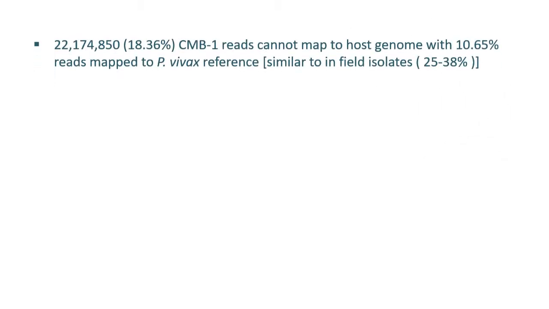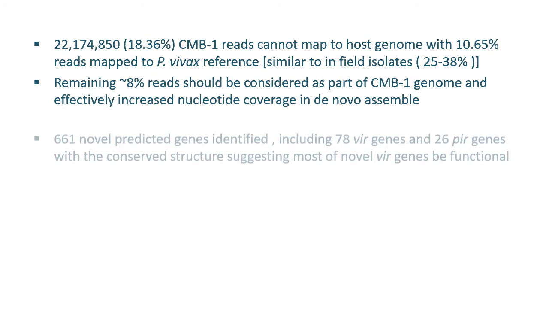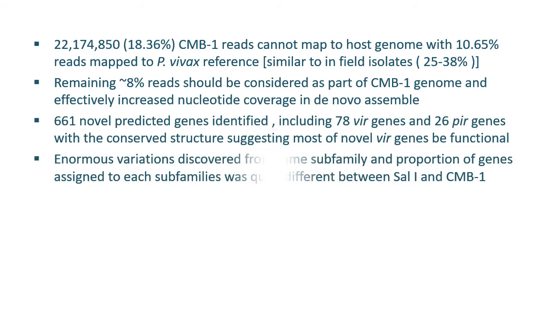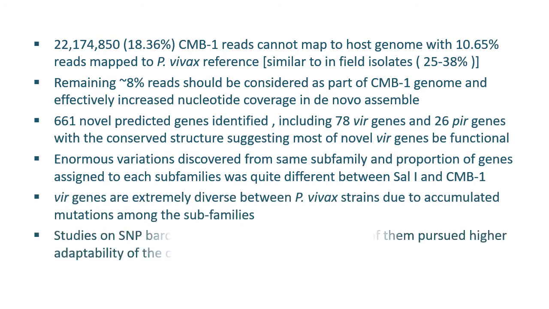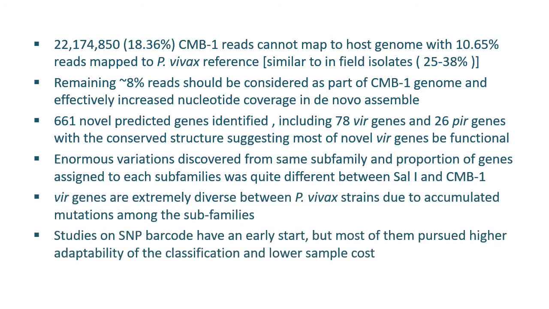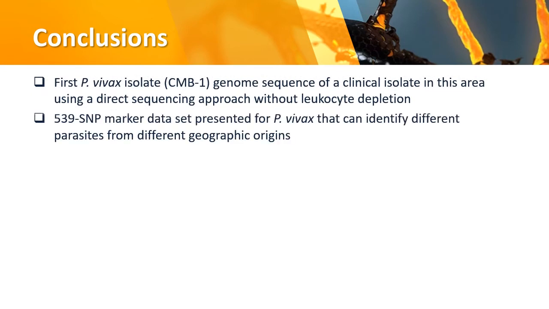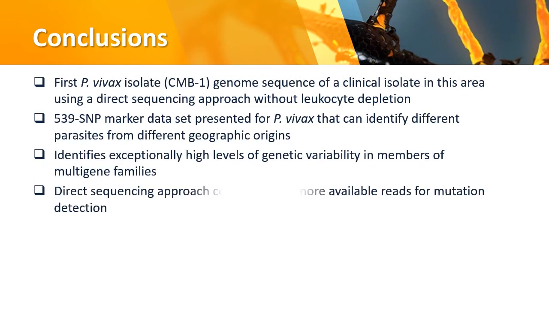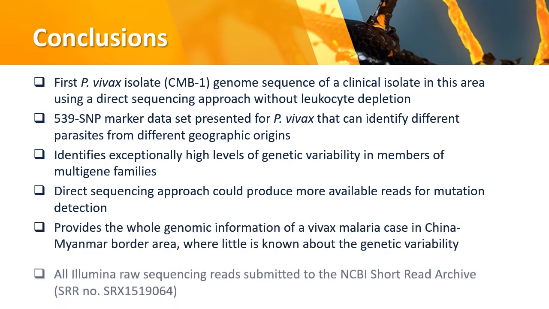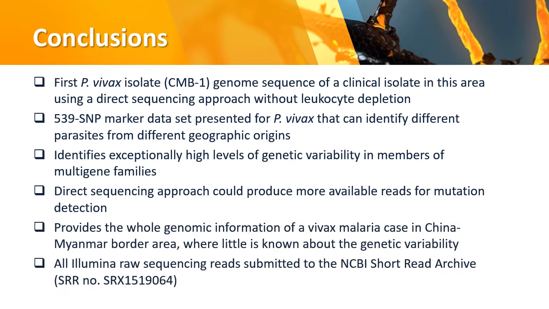In this study, they presented a 539 SNP dataset for Plasmodium vivax that spanned all 14 chromosomes of the genome and involved 267 genes, with the intention to increase sensitivity and detect genotypes with higher accuracy. In a nutshell, it can be concluded that the direct sequencing approach used could produce more available reads for mutation detection and be used as an essential tool in the near future to provide important genomic information on vivax malaria.